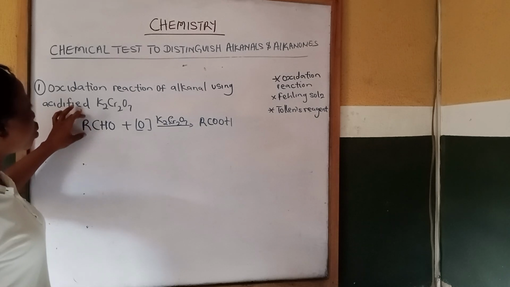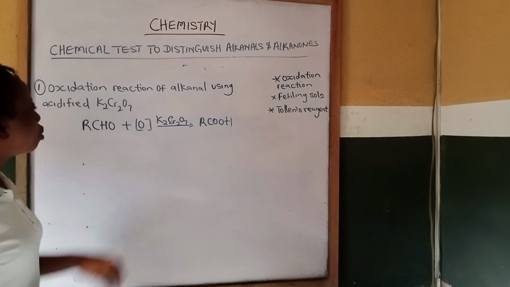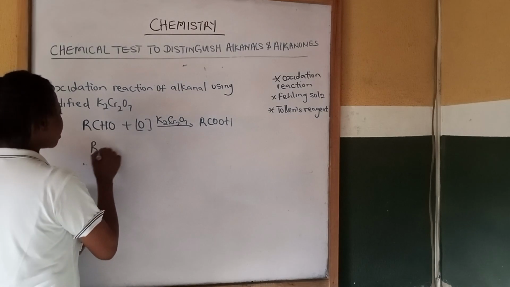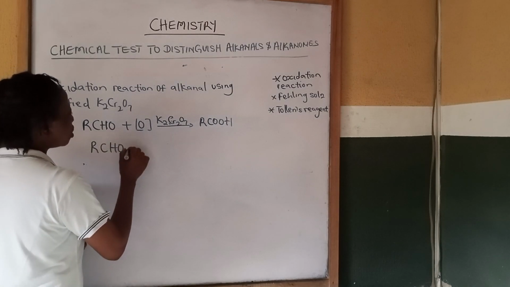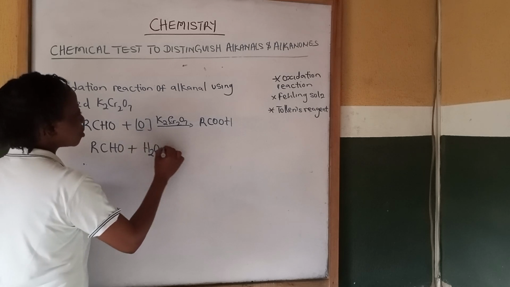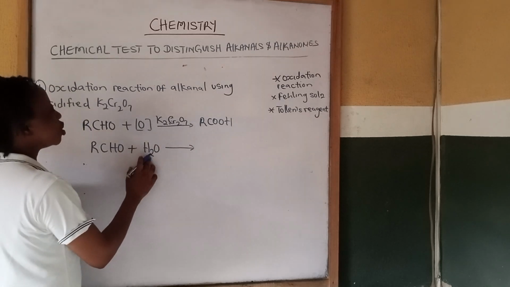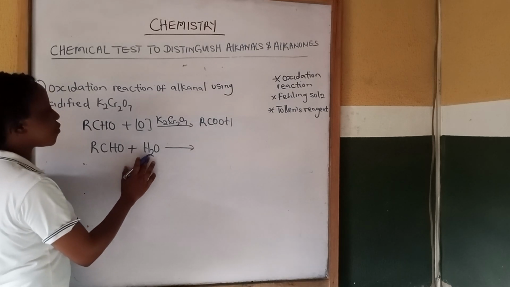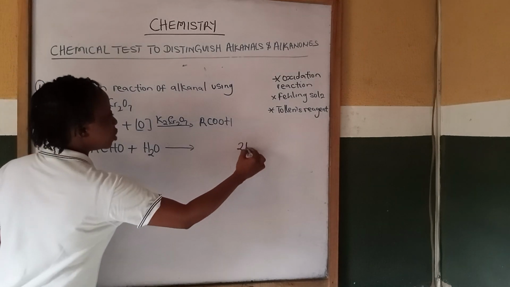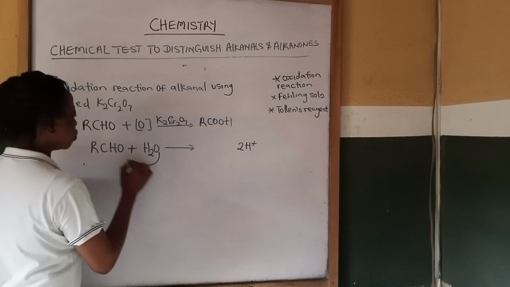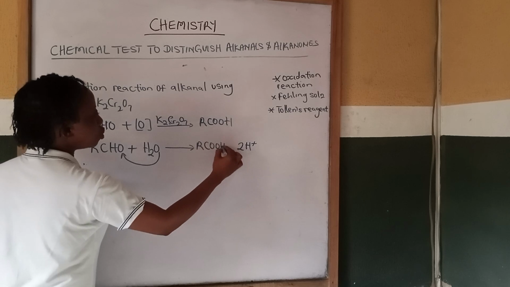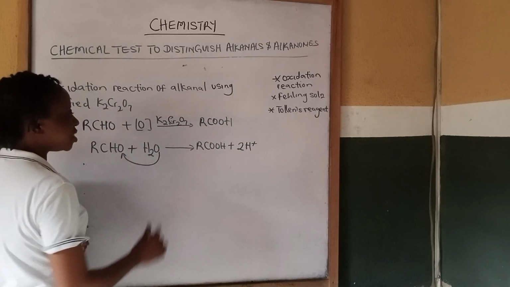You have to add your alkanal to water, so your alkanal will dissociate in water. That's RCHO. In an acidic medium with water, the hydrogen ion from the water molecule will dissociate to form 2H plus. Then the oxygen will combine with alkanal to give you RCOOH. So that is in an acidic medium.